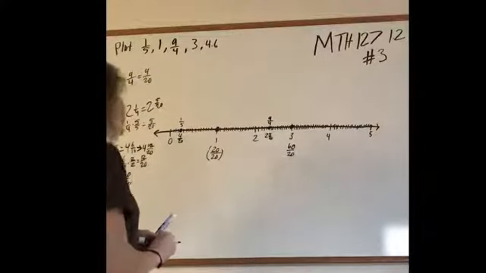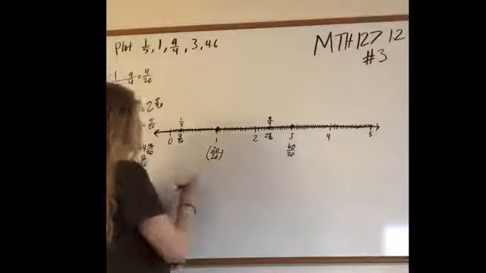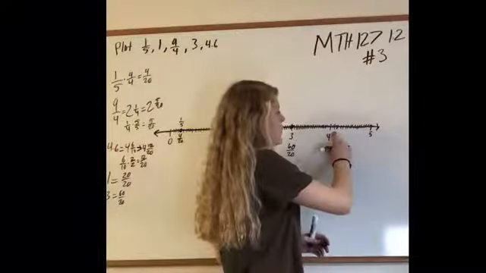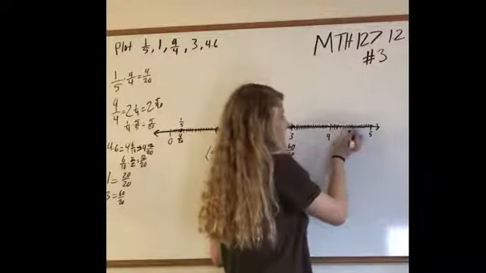The next number would be 4.6, and so that would be 4 and 12/20. So 12/20 would be 12 tick marks past 4.